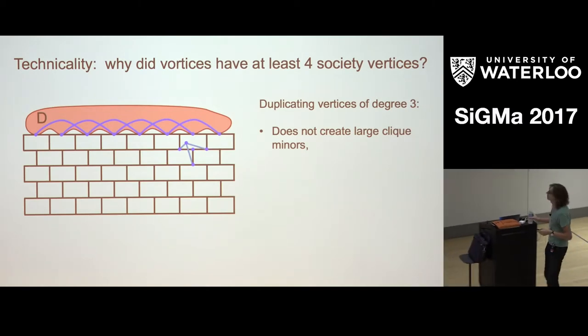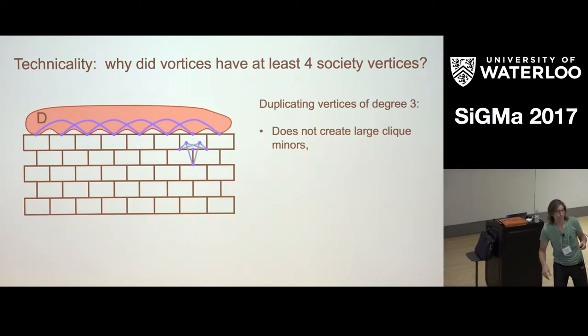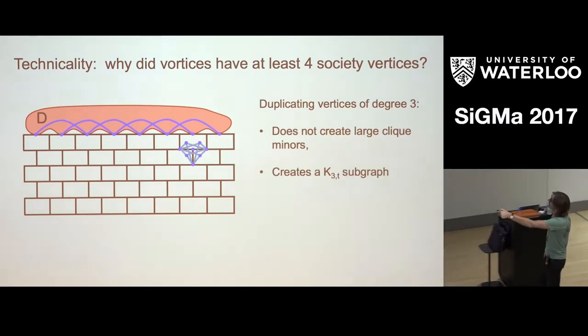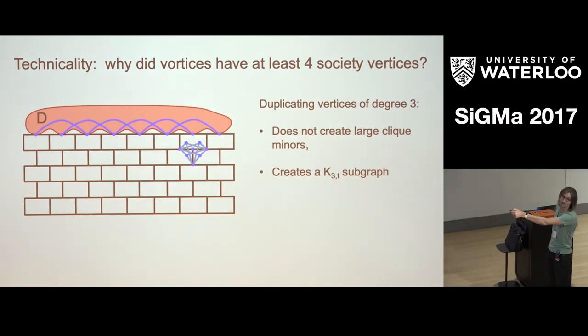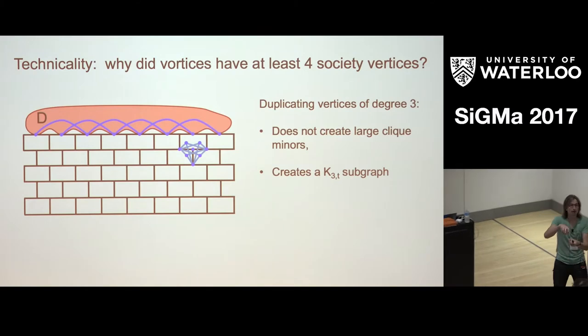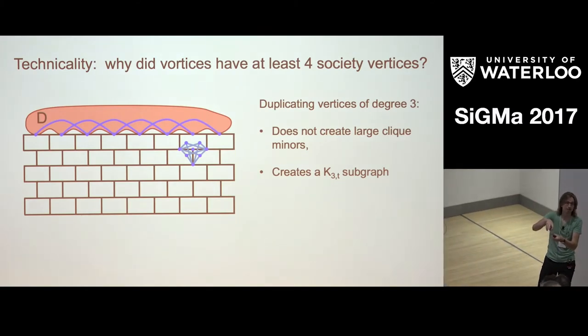And there was no reason I should stop at just duplicating it once. I could duplicate it again and again and again and again. And in the end, what am I going to get? I'm going to get a K3T subgraph living here, right? So I get one big obstruction to bounded genus, all living there as a subgraph.